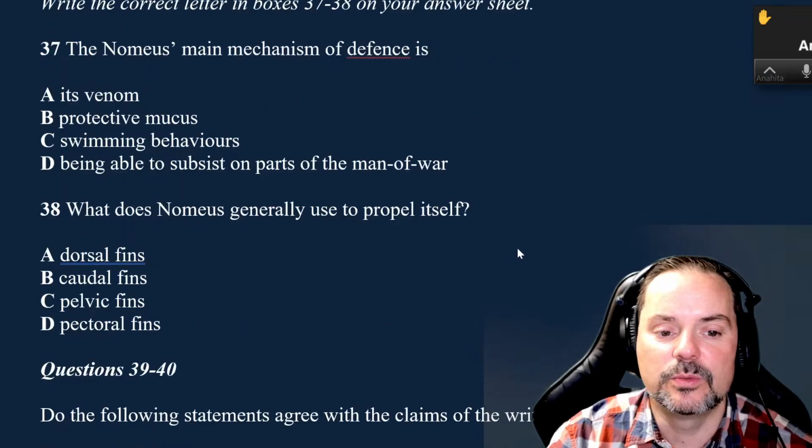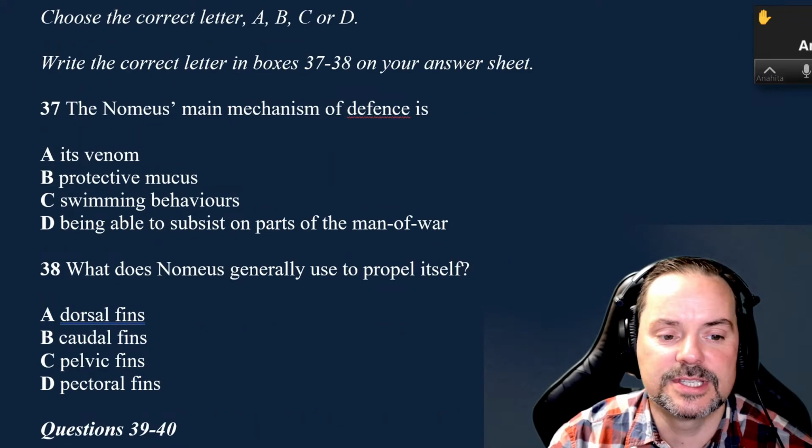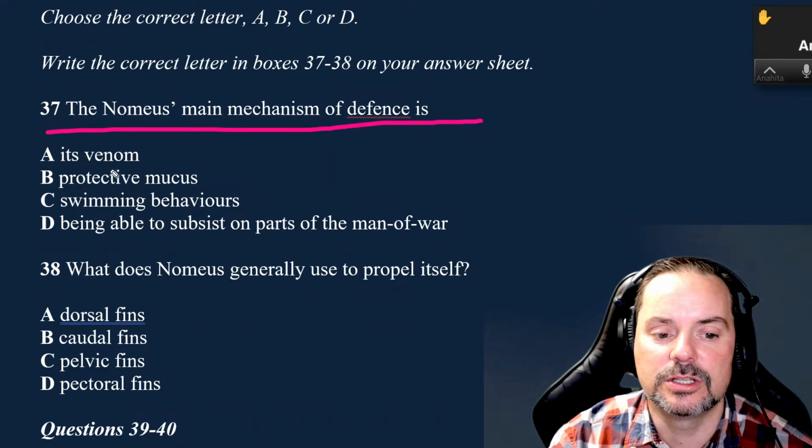All right, and then we have the multiple choice. Now, multiple choice, same idea. You only read the question. You do not read the choices because there's no reason to read choices.